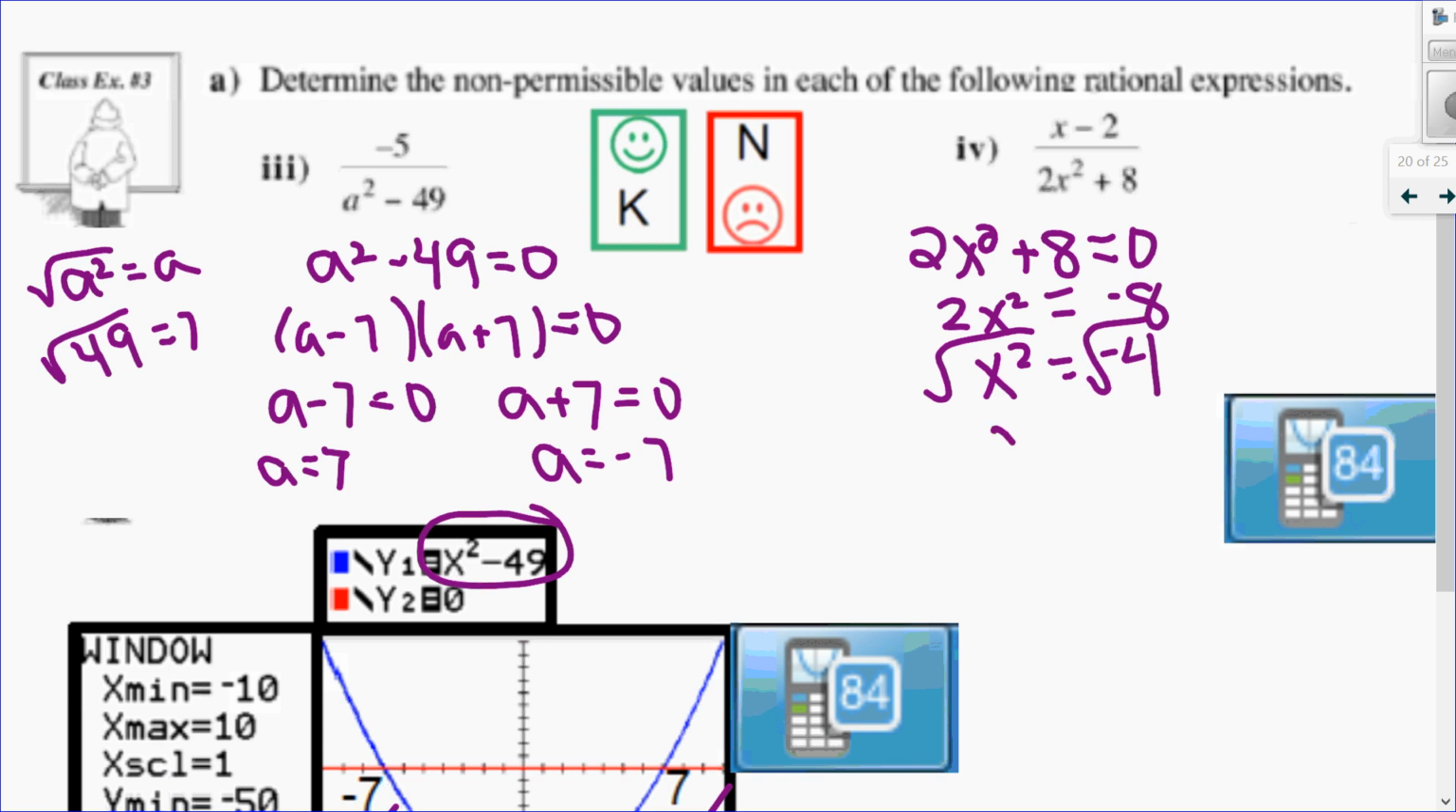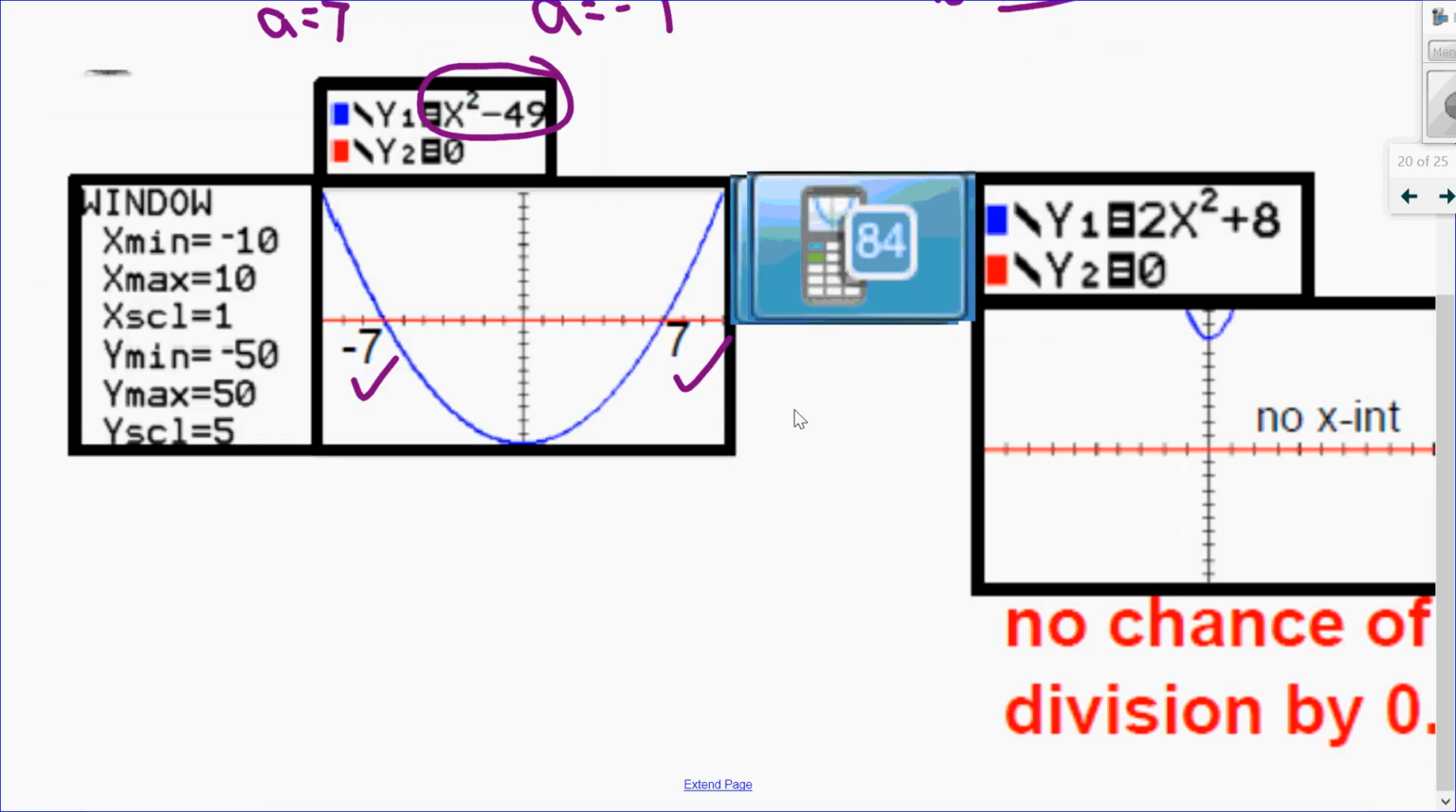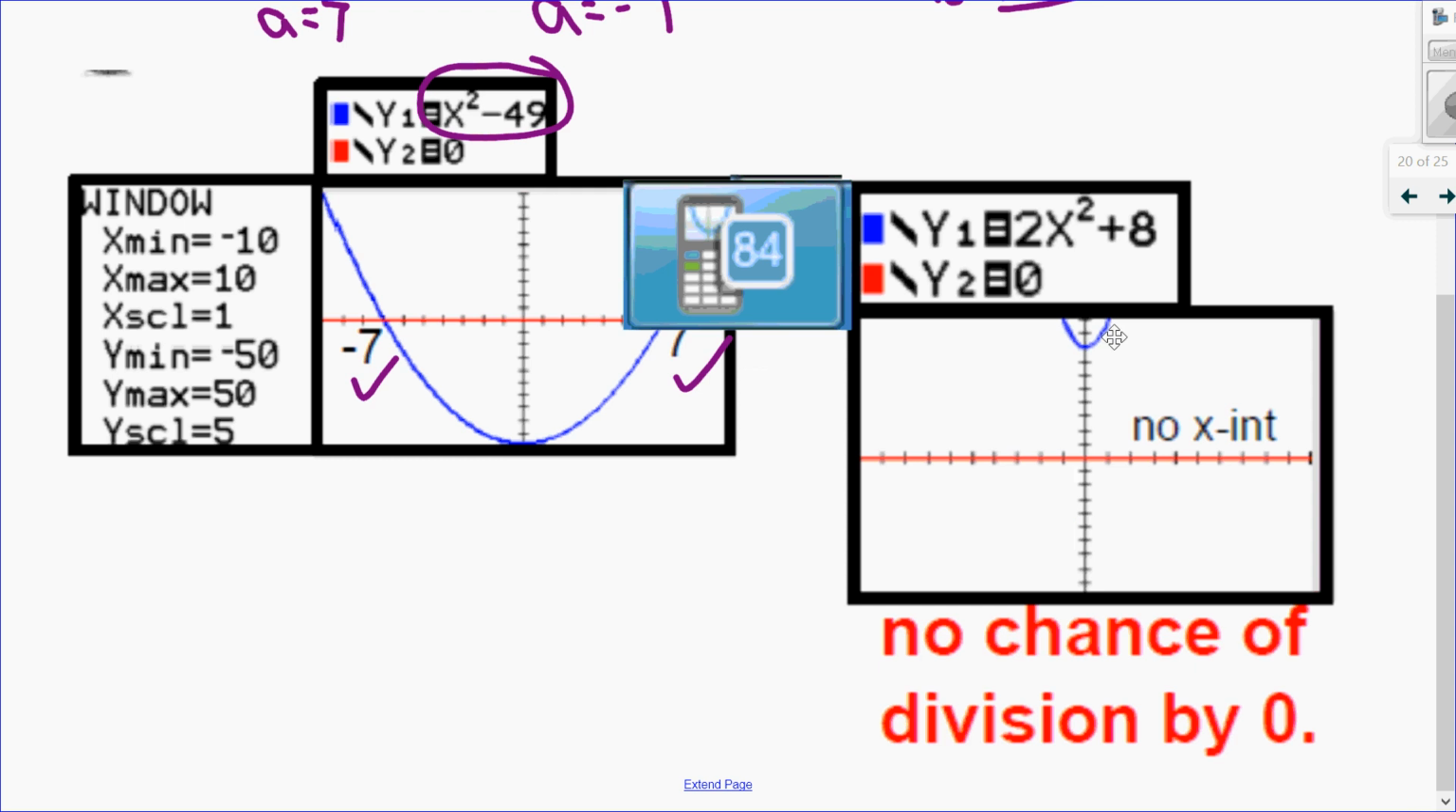If you take the square root, can you take the square root of a negative 4? You can't do that. So I know that there would be no way that this thing is ever going to equal 0, which tells me that there are no non-permissible values. So we can even check this on the calculator by putting the entire denominator into y1. You can see I did that here, and you can see it doesn't ever cross the x-axis. So there's no chance this is ever going to be 0. So that means there is no non-permissible value for the second one.